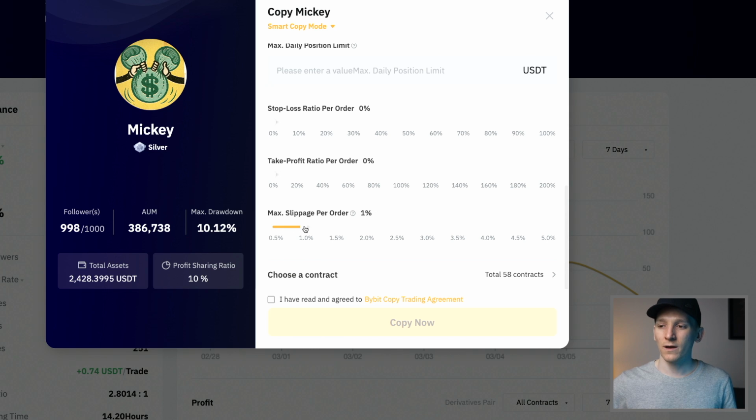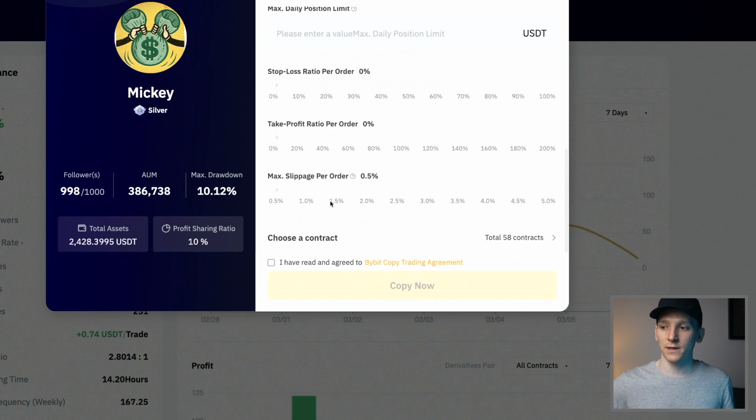Max slippage per order. Again, this isn't going to matter too much in liquid assets. But if you're copying a trade in a liquid asset and the price has moved 1%, you kind of don't want to be buying at a different price than the trader is copying at. So maybe max slippage around 0.5% is actually fine, especially in liquid assets.